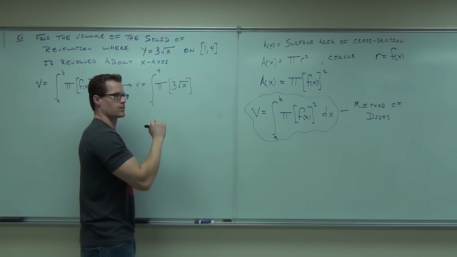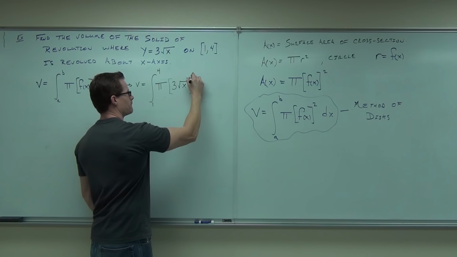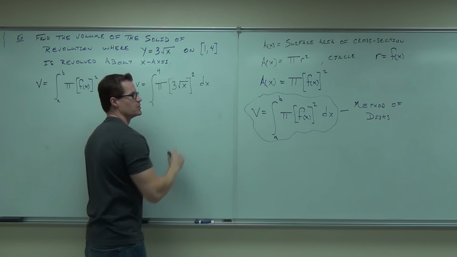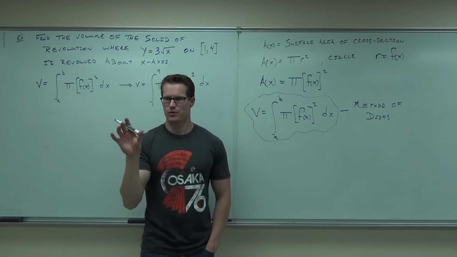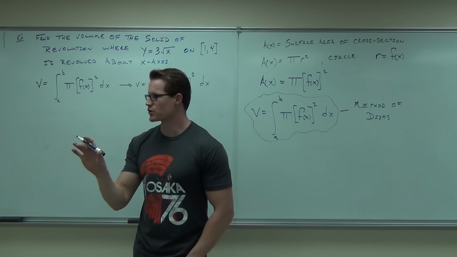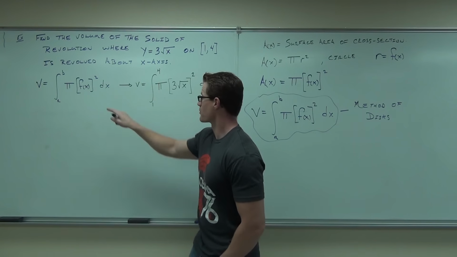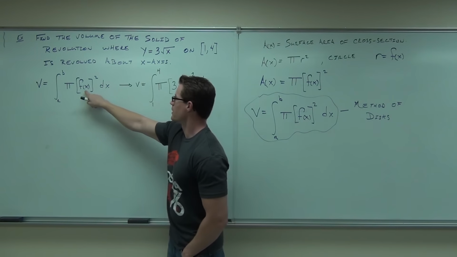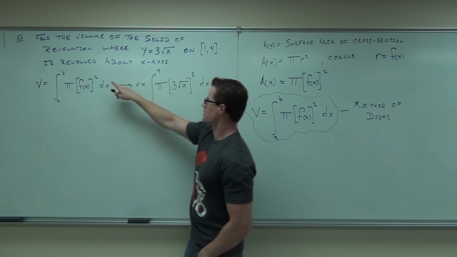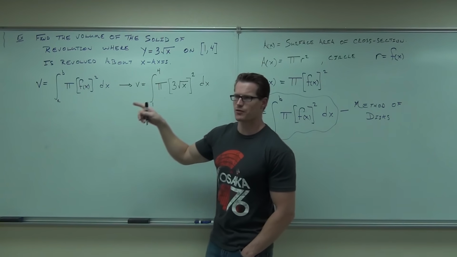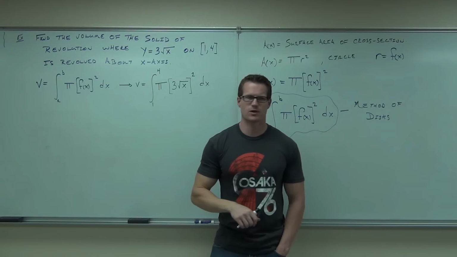So you do what now? Notice how the 3 is with that root x in this case, because that is part of your function, right? You're squaring the whole function. So we have our pi, we got our f of x, that's 3 root x. We got our square. Don't forget the square. Can't forget the square.